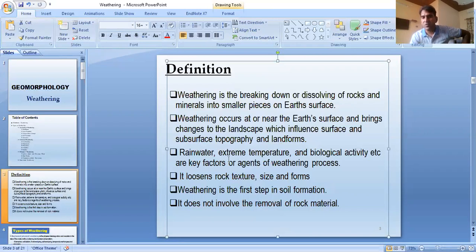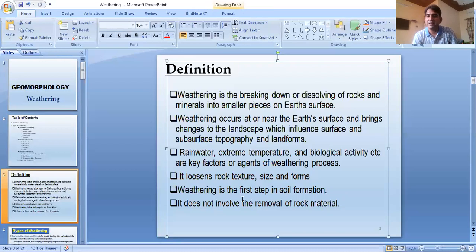Rainwater, extreme temperature, and biological activity are key agents of weathering. We'll discuss these agents separately, one by one. But the main agents of the breaking down of the rocks are extreme temperature, rainwater, and biological activity. Due to weathering, the rocks' texture, size, and forms are being changed, reduced, and modified.